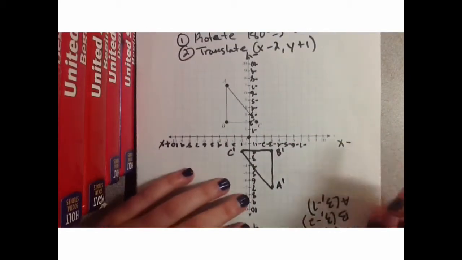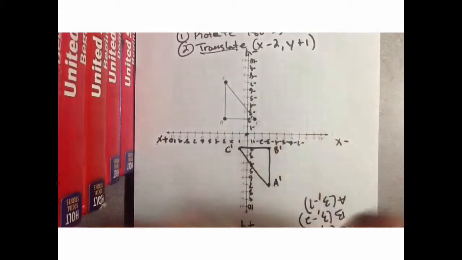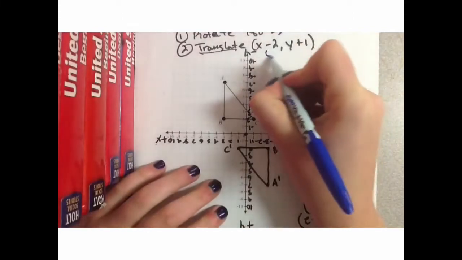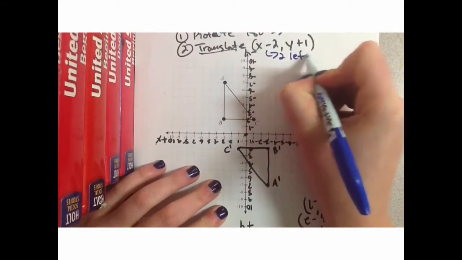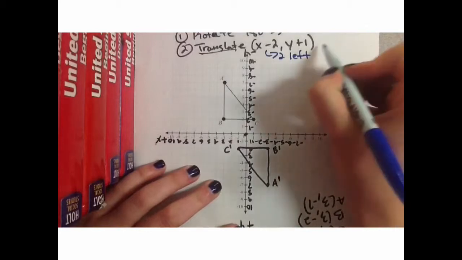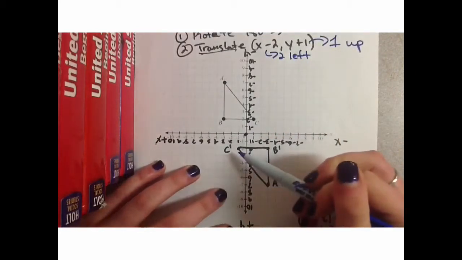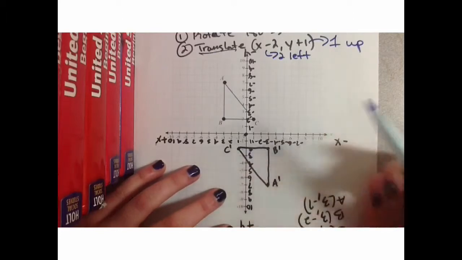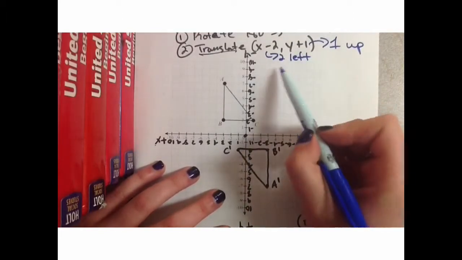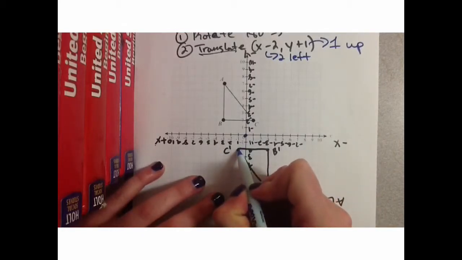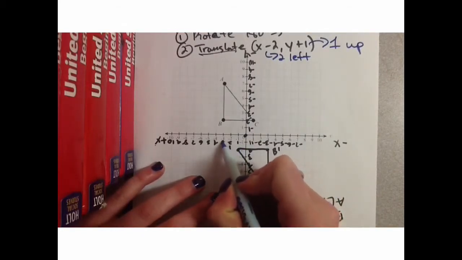The next thing I'm going to do is I'm going to translate this x minus 2, y plus 1. Let's do this in a different color. X plus 2 means I'm going 2 to the left, and y plus 1 means I'm going 1 up. So I'm going to take my new triangle of A prime, B prime, C prime. I'm going to move every unit 2 to the left and 1 up. So I'm going to take C prime. I'm going to go 2 to the left, 1, 2, and 1 up.